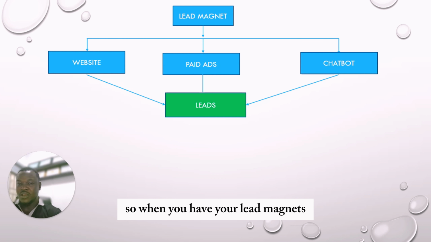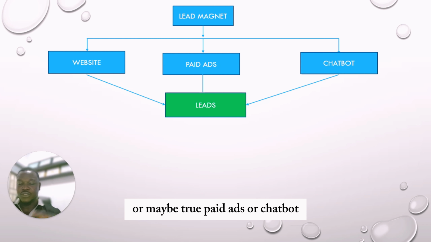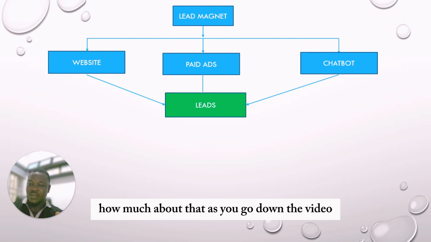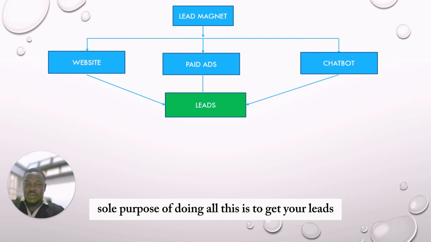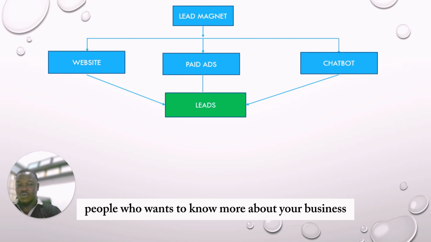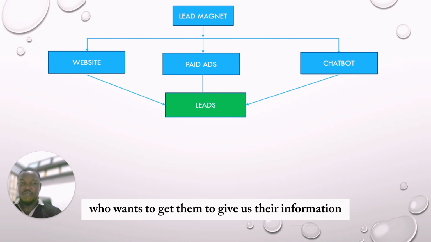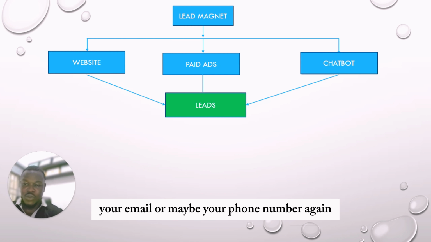So when you have your lead magnet, you spread it around across your website, or maybe through paid ads or chatbots, as we're going to see. I'll explain more about that later as we go down the video. You spread out your lead magnet. The sole purpose of doing all this is to get your leads, people who give you their information, people who want to know more about your business, people who want to hear from you, and who give us their information, maybe their name, their email, and maybe their phone number.